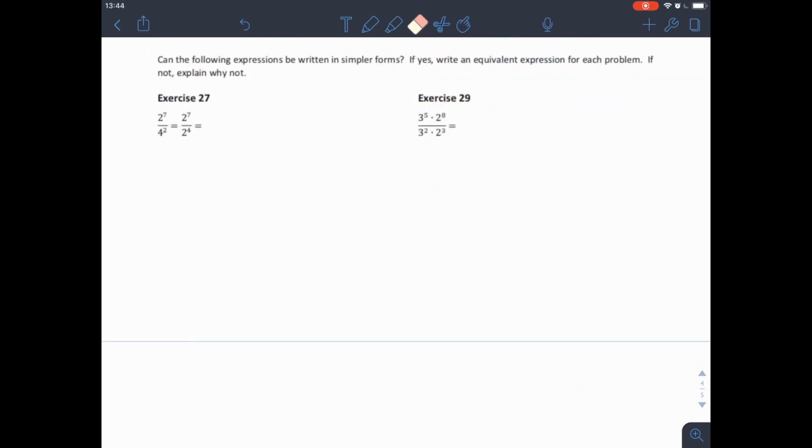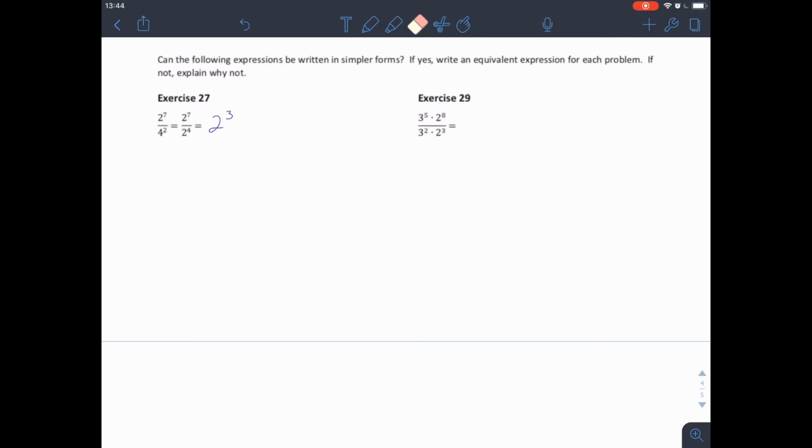So now let's try to make this a little more advanced here and try to use our quotient rule for these. In exercise 27, 2 to the 7th power and 4 to the 2nd power do not share a base. However, if we use what we know about factoring, 4 times 4 is 16, and if I factor 16, that's actually 2 to the 4th power. So I can do 2 to the 7th power divided by 2 to the 4th power, and I find that that equals 2 to the 3rd power. 7 minus 4 is 3.